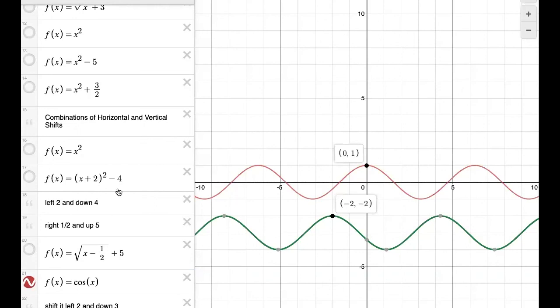So these transformations work even with weird functions that we're not going to be dealing with in this class. And that's really important to remember. We can combine transformations, horizontal and vertical shifts, reflections, and when we add in horizontal and vertical stretches, they'll work with all functions, which is really, really great.